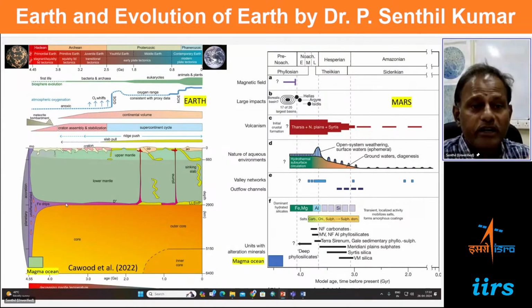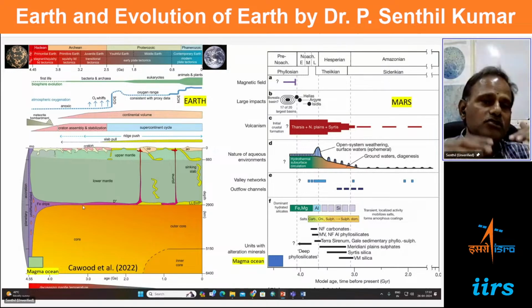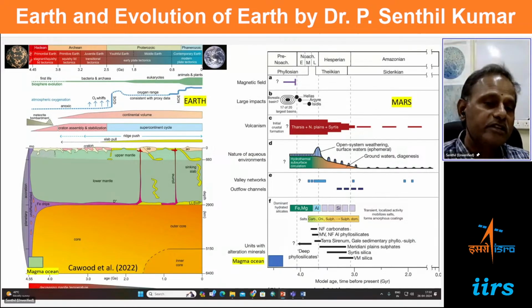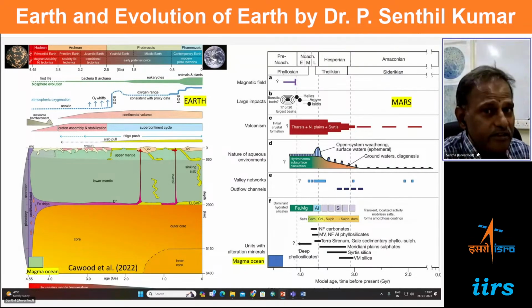Then it comes to the Archean. The continents started forming. The ocean continued to be there. The atmosphere was full of carbon dioxide and methane. There was some microbial life here and there.